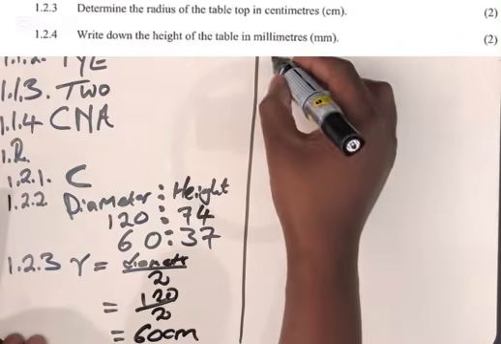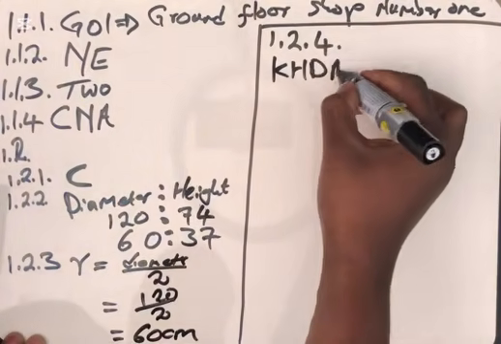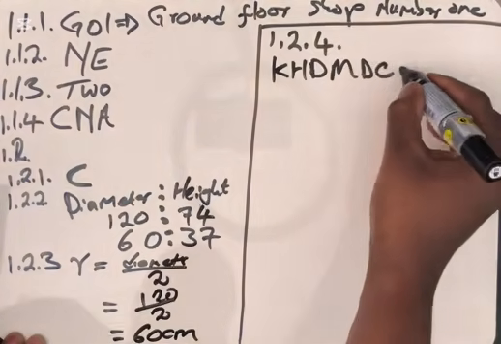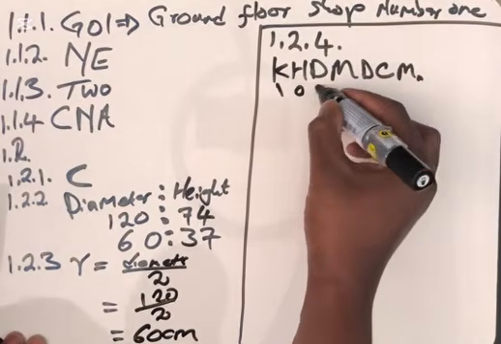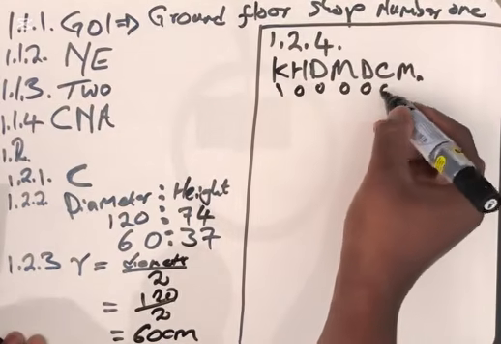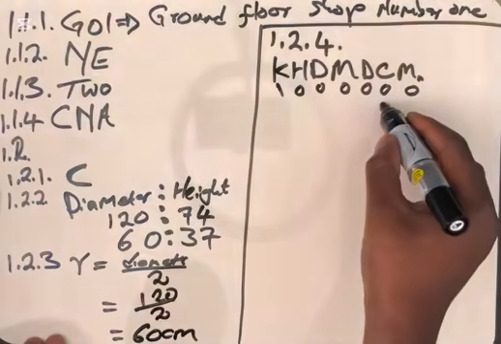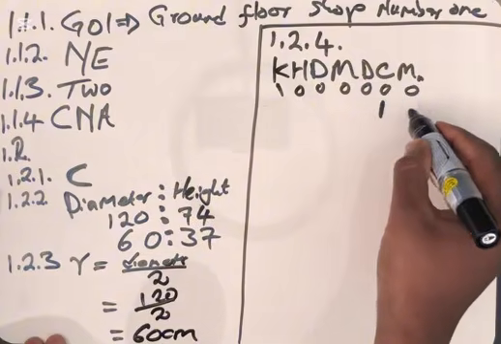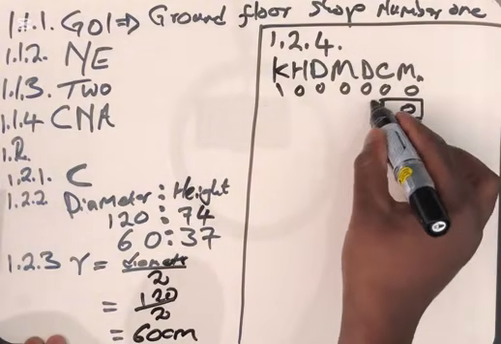So now we must look for a relationship between what? Between centimeters and millimeters. Centimeters, this represent centimeters, this represent millimeters. So the relationship between the two is 10.